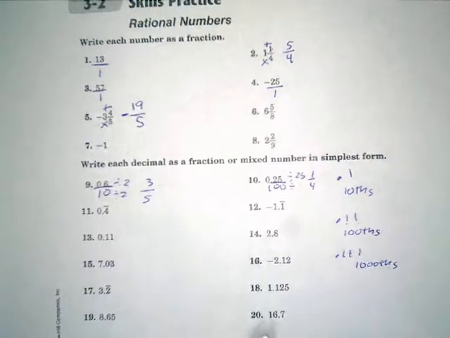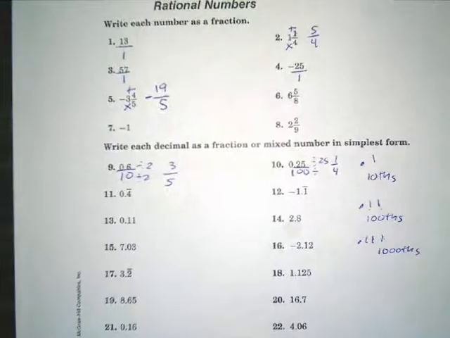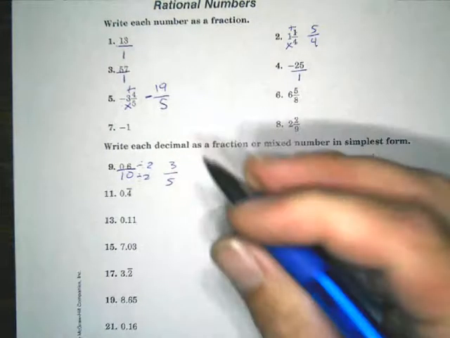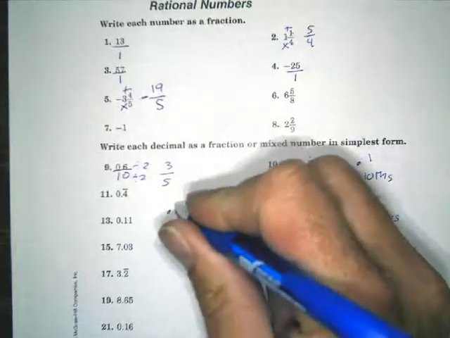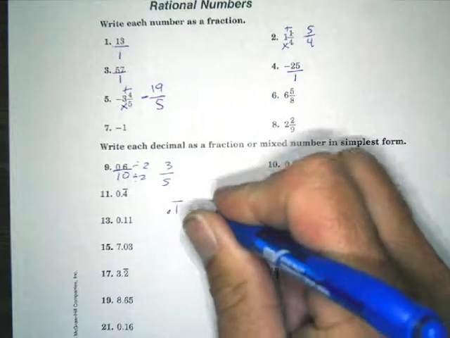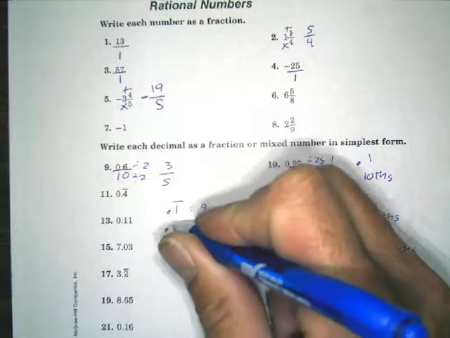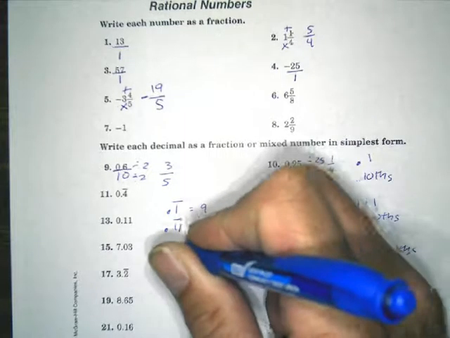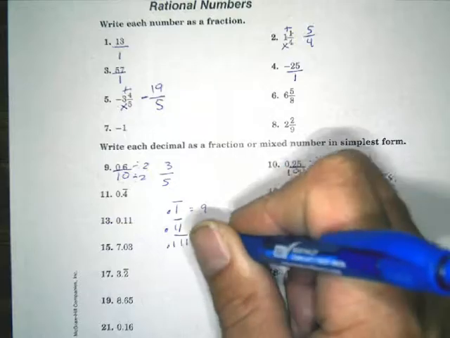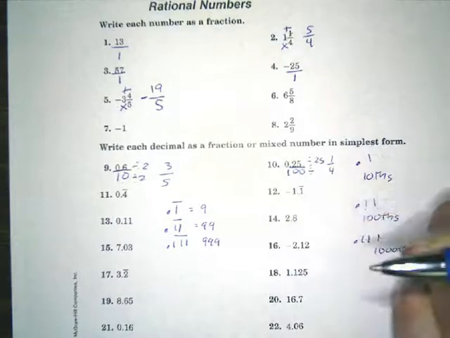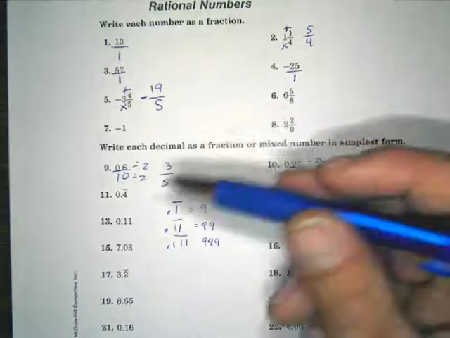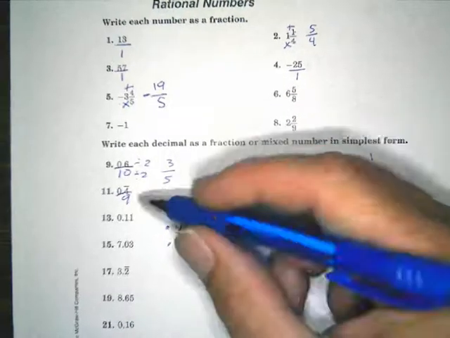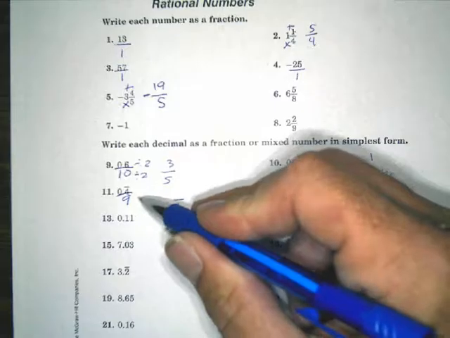If we look at number 11, that is different. When it has a repeating sign, if there's one number repeating, we're going to put it over 9. If there are two numbers repeating, we're going to use 99, and three numbers repeating, 999. So, since this has one number repeating, we're going to put it over 9. If we look at 4 over 9, we cannot reduce that any further, so we are done.